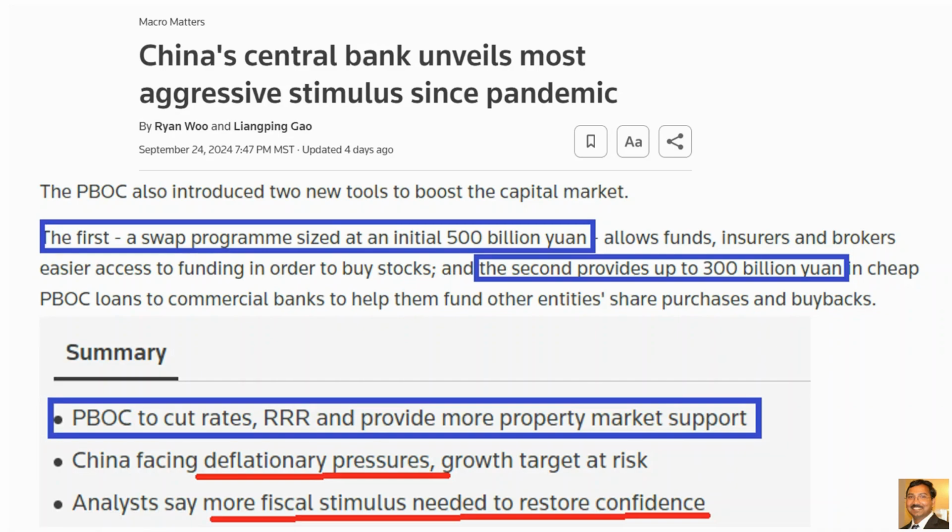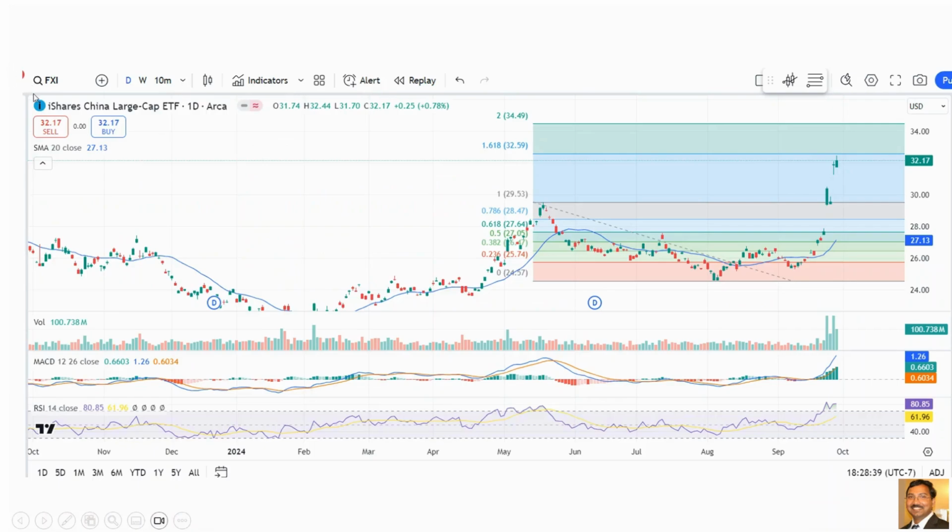After that, FXI jumped like anything, and we saw the global liquidity seasonal chart going up, and China is helping that. This FXI chart is a large cap ETF for China. It broke the 29 level with huge gap ups and went up to the 32 level. If it breaks 32.59, then it can go to 34.49. If it comes back, this gap acts as a support. If it breaks that, 29 acts as a very good support. The volumes are huge, the MACD is going up and the RSI is going up. The chart looks really bullish to me, and China stimulus also helps FXI go up.